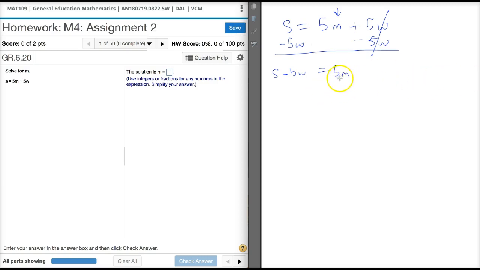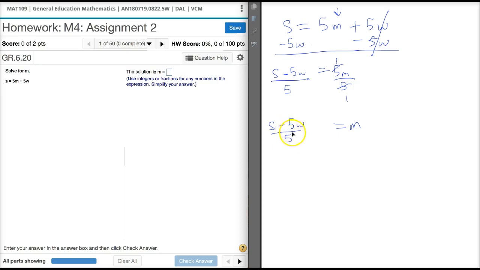Finally, we have 5 times m by itself. And in order to get m by itself in this case, we have to divide both sides by 5. And when we do that, we know that here 5 divided by 5 reduces to 1. And 1 times m is m. And so that's how we legally get m by itself. Here we have s minus 5w divided by 5. And this is your final answer, okay?